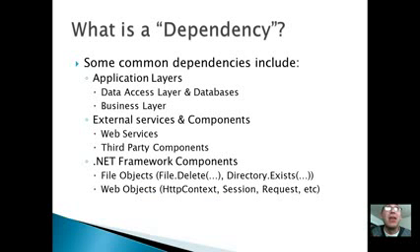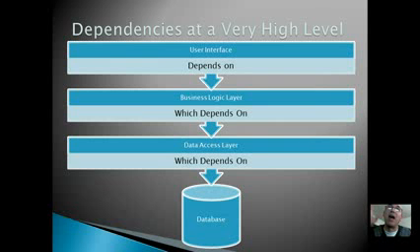So what's a dependency? I think everybody knows. Common dependencies include application layers, maybe your data access layer or business layer. Maybe you have external components that your class needs. Those are dependencies. Here's a kind of a high-level look down. So you have a user interface which depends on the business layer, which is your computational layer that does all the work. And that maybe depends on a database layer, or maybe depends on your file I/O if we're working with files.